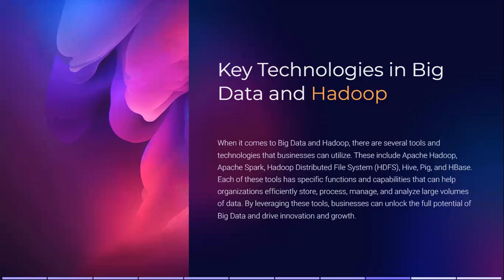So, key technologies in Hadoop: the major ones are HDFS, Hive, Pig, and HBase, which are used in Hadoop to process the data and also to store huge amounts of data. And Apache Spark is one of the powerful technologies under the Hadoop umbrella, which is 100 times faster than the MapReduce processing system, right?